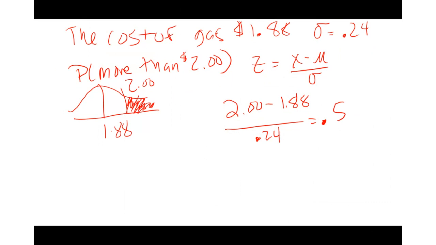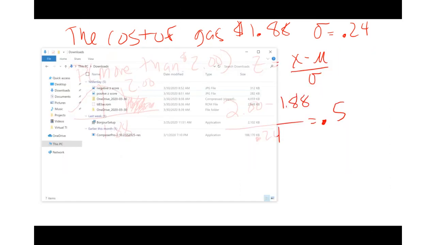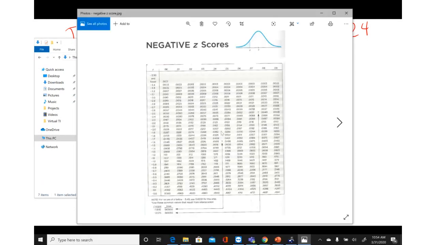Now, from there, would you use the positive chart or the negative chart? Somebody say it or type it in. Negative. Why negative? Because it's less than half.